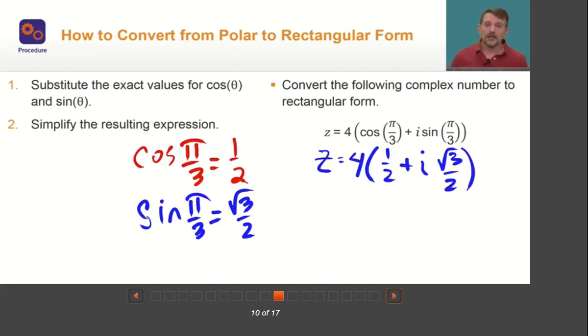To get the rectangular form, we'll distribute. So 4 times one half is 2, and 4 times i square root of 3 over 2 is 2i square root of 3. Try converting from polar to rectangular form on your own.